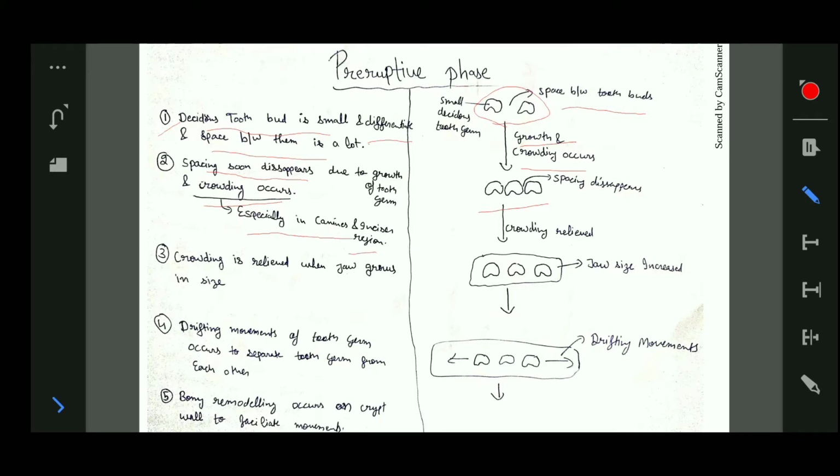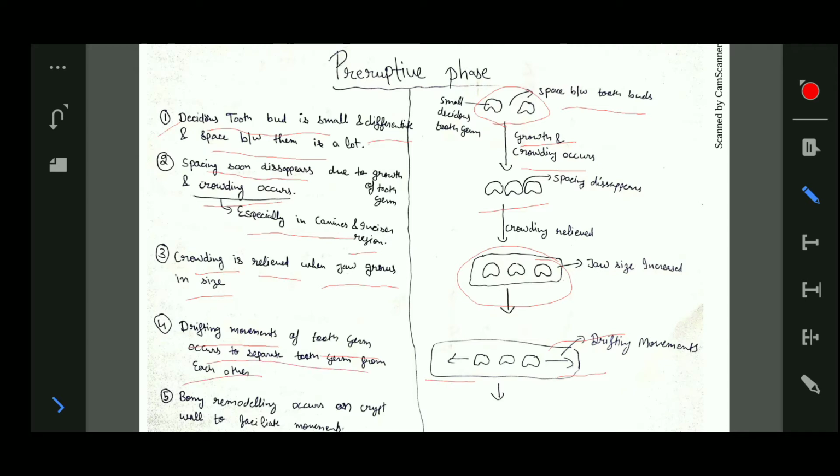Now the crowding is released when the jaw grows in size. As you can see in this diagram, the jaw is increasing in size and the tooth germs are separating from each other. The separation is done by the drifting movements of the tooth germs. As you can see in this diagram, the tooth buds are moving sideways from each other.